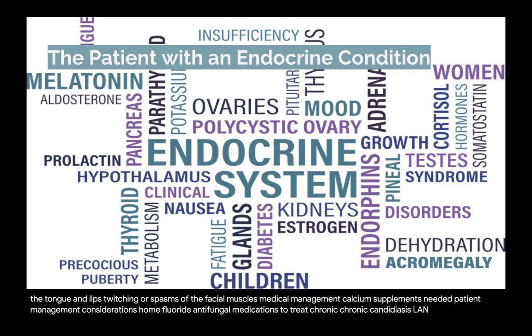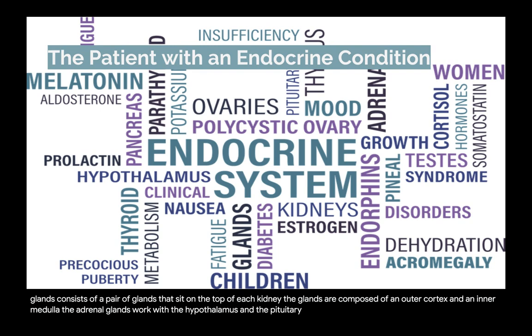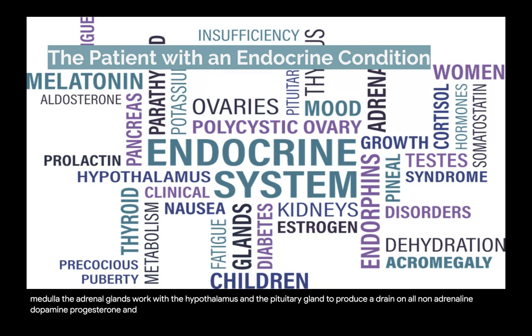Adrenal glands. The adrenal glands consist of a pair of glands that sit on the top of each kidney. The glands are composed of an outer cortex and an inner medulla. The adrenal glands work with the hypothalamus and the pituitary gland to produce adrenaline, noradrenaline, dopamine, progesterone, and glucocorticoids. Treatment for adrenal gland disorders is corticosteroids.